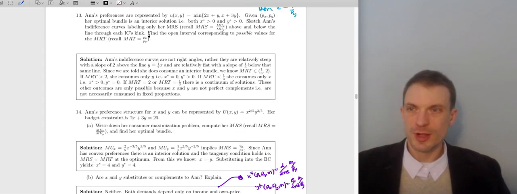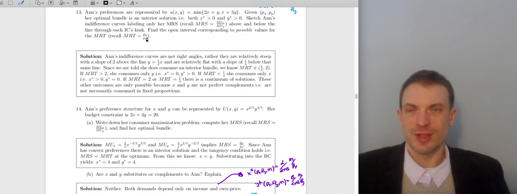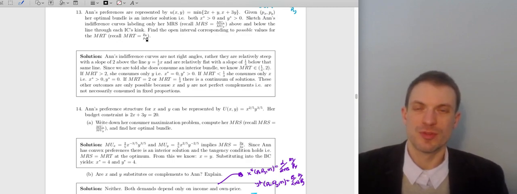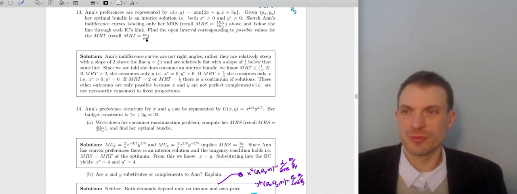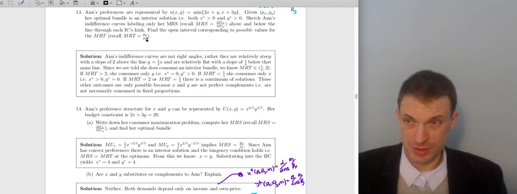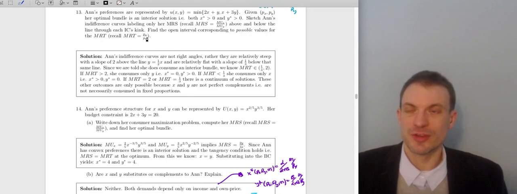All right, so Ann's preferences are represented by utility coming from whichever is the smaller of the sum 2x and y and the sum x and 3y. Given the prices, her optimal bundle is an interior solution, meaning there's a positive amount of both x and y. Now sketch Ann's indifference curves, labeling only the MRS, above and below the line through the IC's kink. Find the open interval corresponding to possible values for the MRT. Remember, the MRT is just the price ratio.